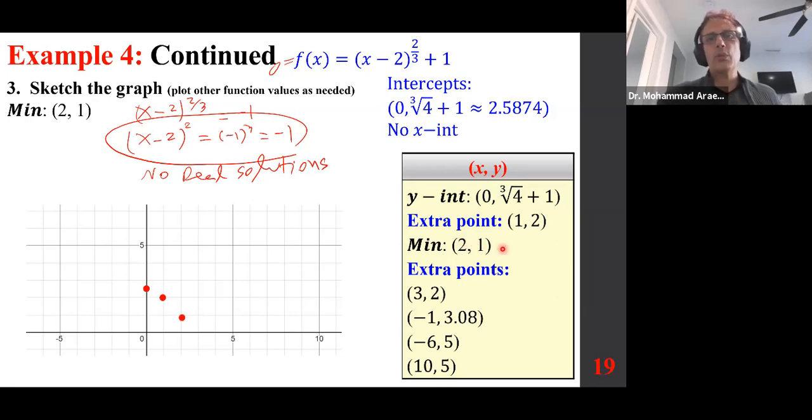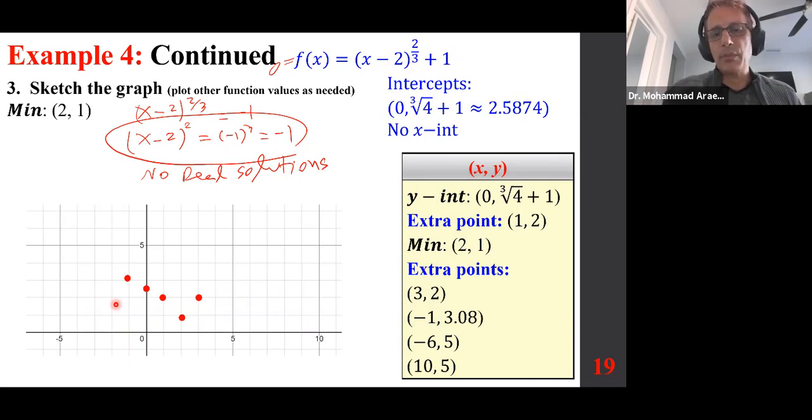Extra points. Again, I want to go with easy points. If I plug in 3 here, I get 1. 1 to the power of 2 is 1, and 1 and 1 is 2. So 3, 2 is easy. This is not easy. I just did that to make a point. You can use a calculator. If you plug in -1 on the left side, -1 minus 2 is -3 to the power of 2/3. You need a calculator and it becomes 3.08. Okay, roughly.